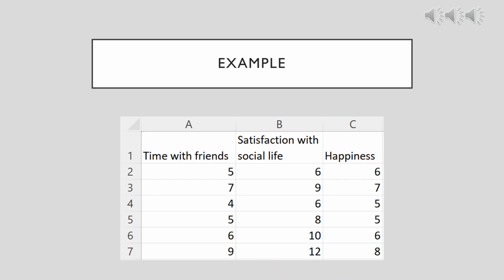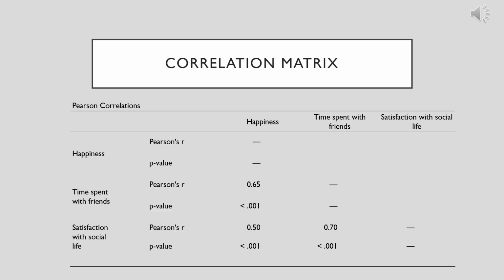So which variable or variables are going to be my predictor variables in a multiple regression analysis? That's going to be time with friends and satisfaction with social life. We're going to use those 2 variables to predict the outcome, which is happiness.